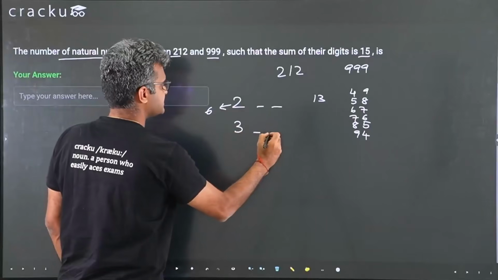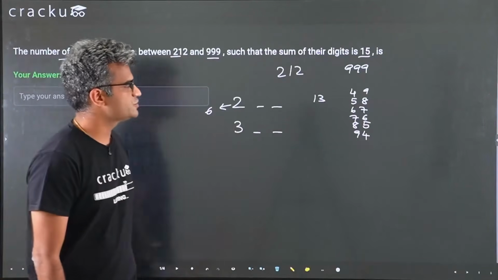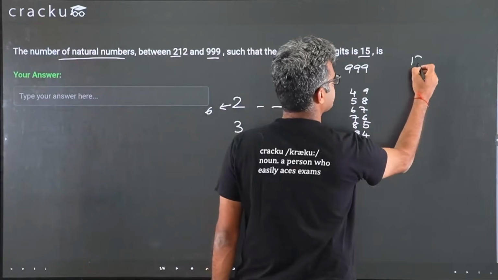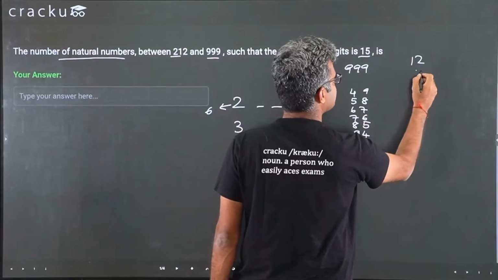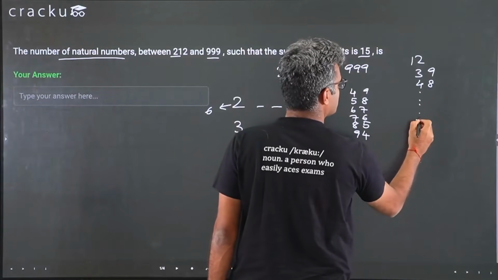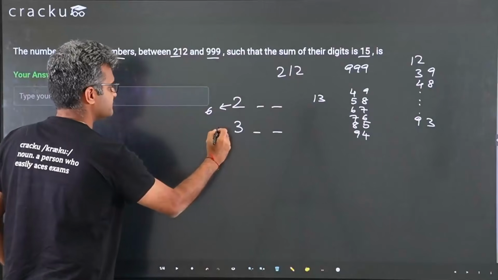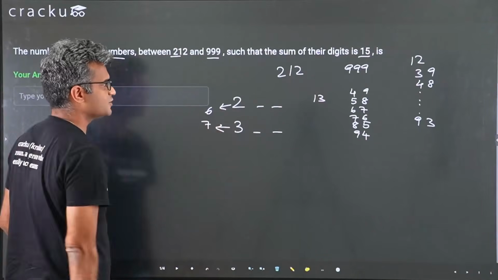Suppose the first digit is 3, that is, it is in the 300s. Then the sum of the remaining 2 has to be 12. So this 12 can be either 3 plus 9 or 4 plus 8 or and so on, up to 9 plus 3. Here we have 7 cases. So if the first digit is 3, 7 cases are possible.